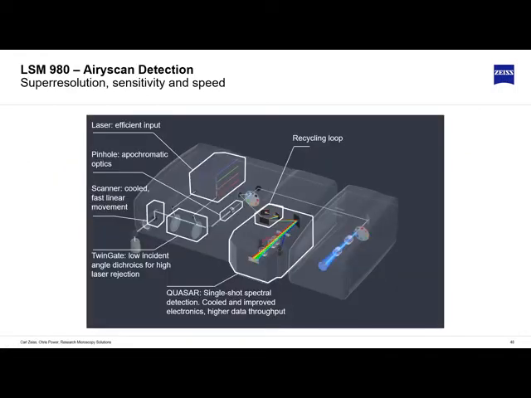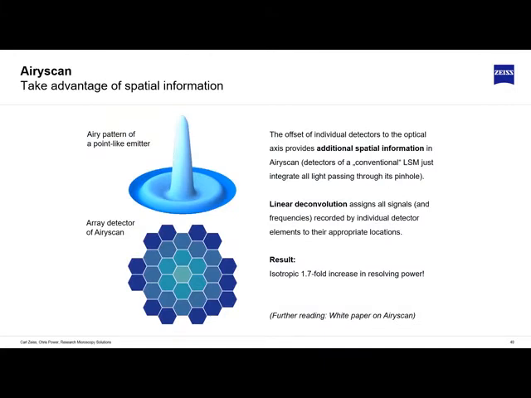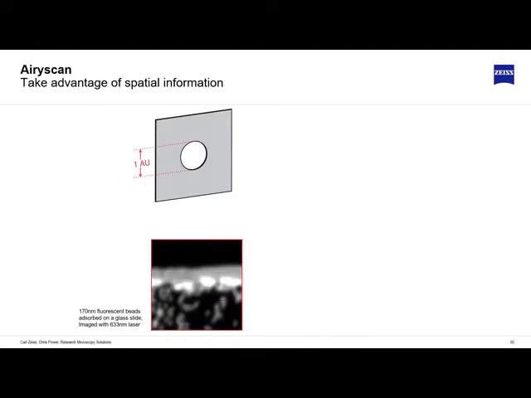So that's where the Airyscan comes in. The Airyscan is an optional detector for the LSM9 series, where instead of sending the light to the internal Quasar, we send that light to an external hexagonal gallium arsenide phosphide detector. And the reason we do that is to image not just collect the light, but actually image the light that comes back from our single point of excitation. Now, why do we do that? I'm going to give a brief explanation of the Airyscan now.